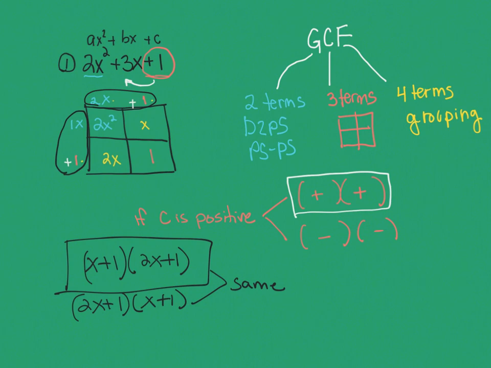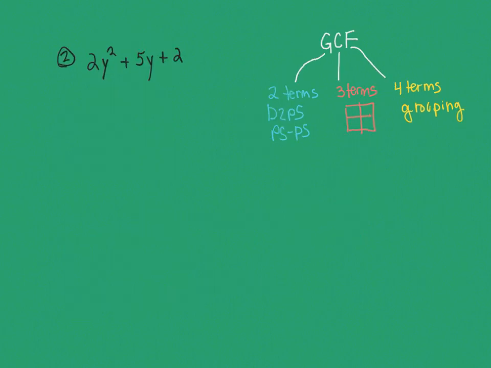All right, so let's look at another example. Number 2 is 2y squared plus 5y plus 2. Okay, so I start by asking myself, do I have a GCF? And so I look at 2, 5, and 2. My GCF is 1. That doesn't really help me with the factoring process. If I look at y squared, y, and no y, there's not a variable that's in common either. So for this problem, there's no GCF.